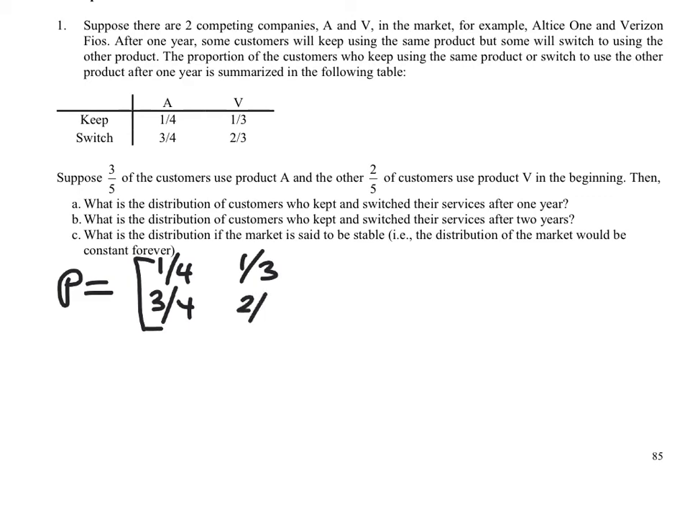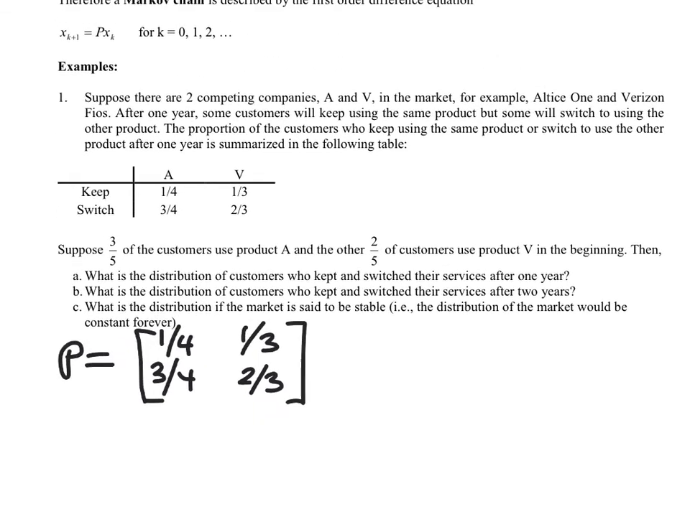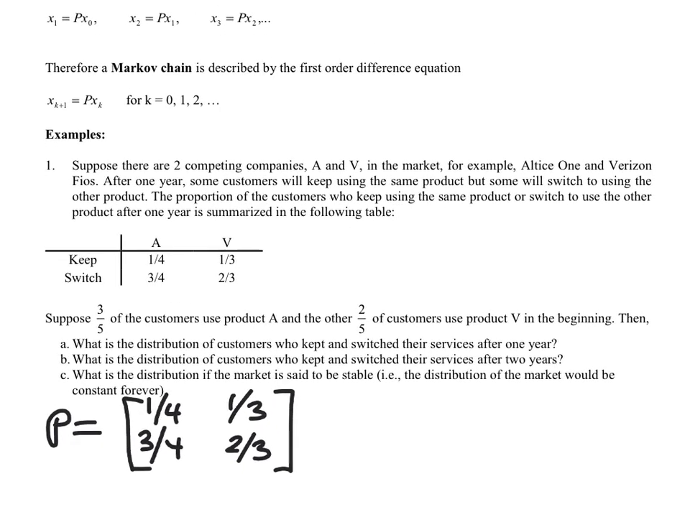For the first column, anyway. Second column, 1/3, 2/3. All right. Now what we have here for that 3/5 and 2/5, we have a vector that's known as the initial vector.